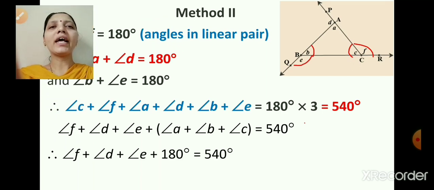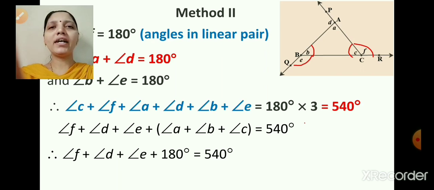Therefore, angle F plus angle D plus angle E plus, now we are going to rearrange this. We are writing angle A plus angle B plus angle C from here together, and we are putting them in a bracket, that is equal to 540 degrees.